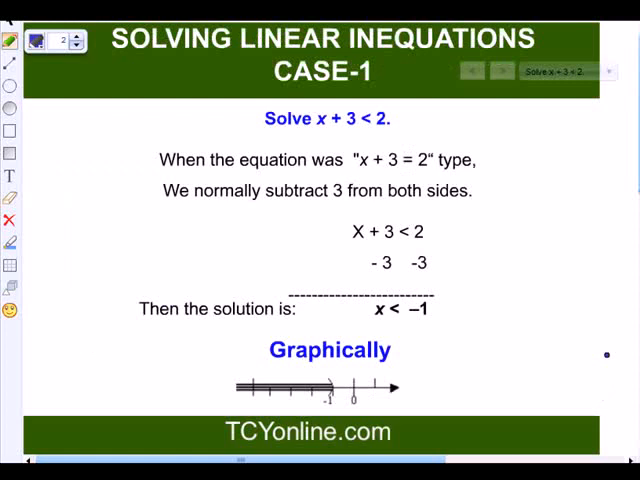Now let's look at this first case. It says you have to solve x plus 3 less than 2. Now we can write it in the form of an equation as x plus 3 equals 2. So simply we will subtract 3 on both sides, but this time we have an inequality. So we will go the same way, we will subtract 3 on both sides of it. So we simply get x less than negative 1. So this is how we are going to show it graphically. It will contain all those points which are less than negative 1 but not including it.